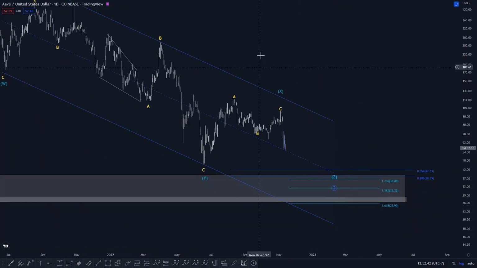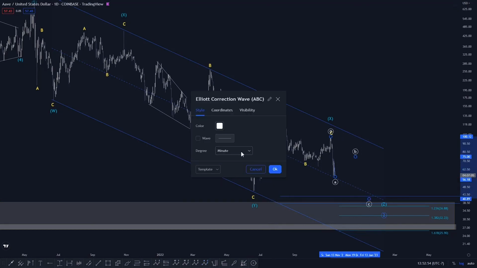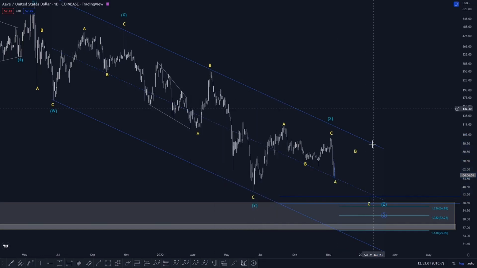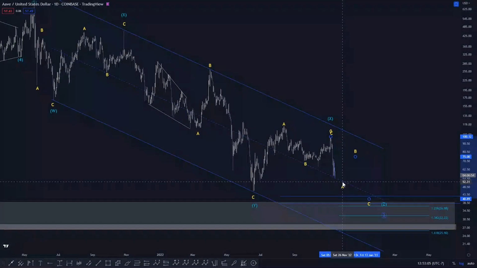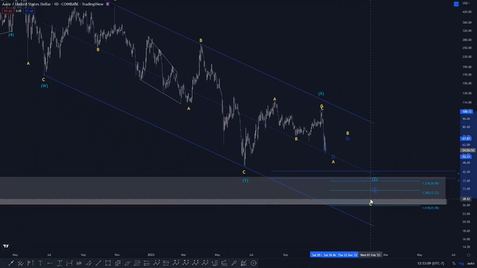It's following this channel here pretty beautifully, and I'm not sure if this A leg is done yet, where we have an A, then we're going to work on a B, then we come down for the C, or if we still have just one more push down here for this A leg, then we come up for this B, and then we push down hard for the C.